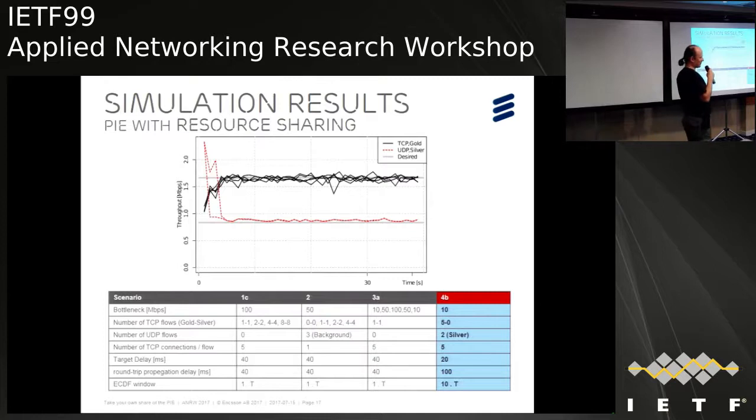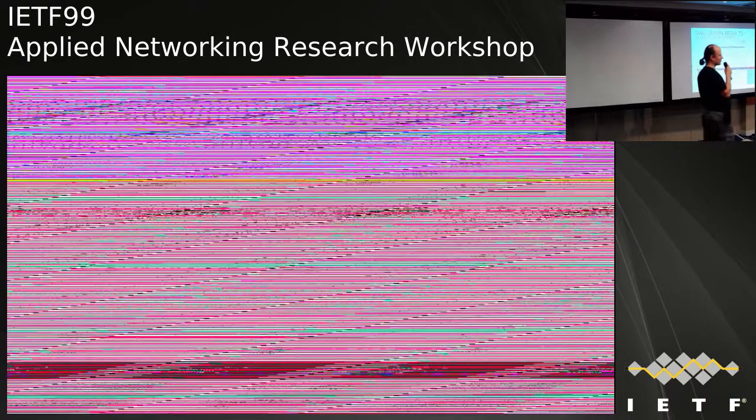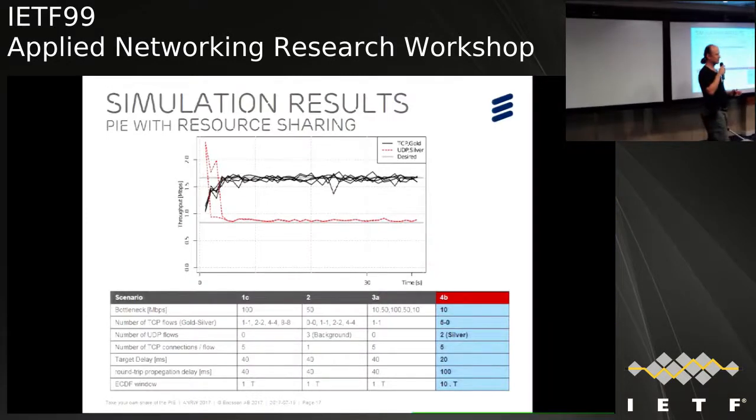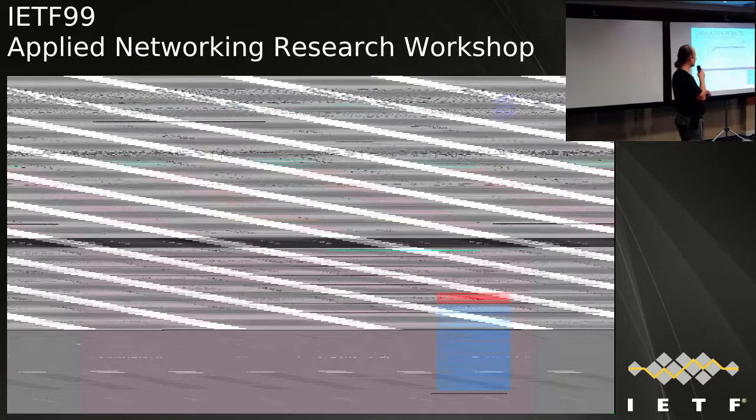In the paper, we have another simulation result where we didn't reach the desired resource sharing as well as here. What we did there is we increased the ECDF window. Again, the ECDF window is how long you collect statistics about your packets to translate your dropping probability to a congestion threshold value. So we had to increase that to actually reach this nice desired resource sharing here. And we also had to increase the number of TCP connections per flow.